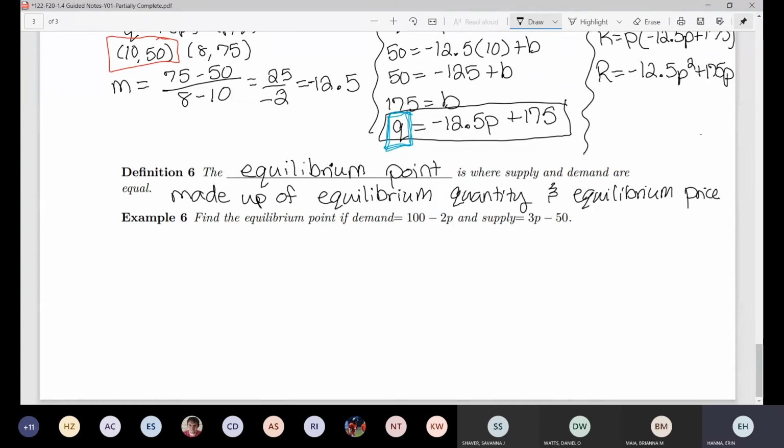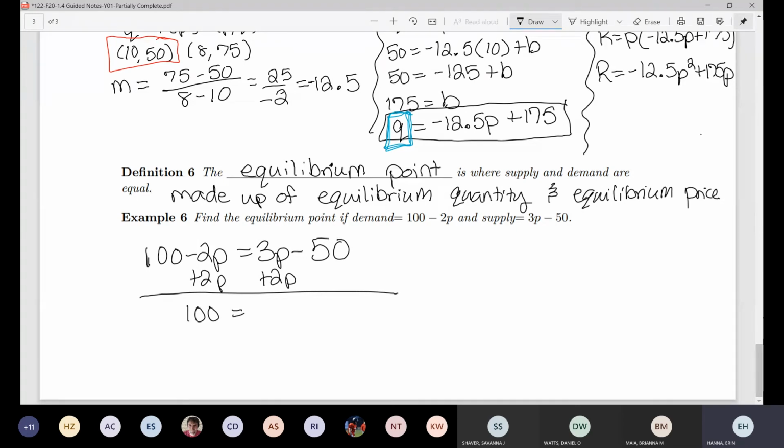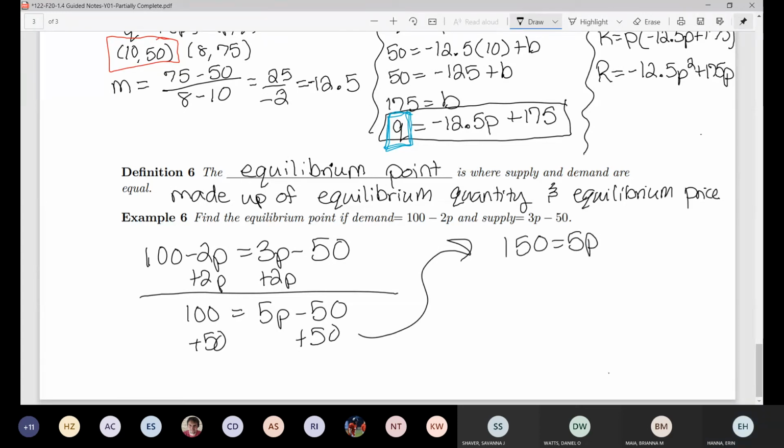So say I wanted to find the equilibrium point if demand is equal to 100 minus 2p and supply equals 3p minus 50. Set those two equations equal to each other. 100 minus 2p equals 3p minus 50. Solve. I personally always get the variables together first, so I would add 2p to both sides. I also like my variables being the one with the positive number, but whatever floats your boat. 100 equals 5p minus 50. Add 50 to both sides. You get 150 equals 5p. Divide both sides by 5. Get p is 30.